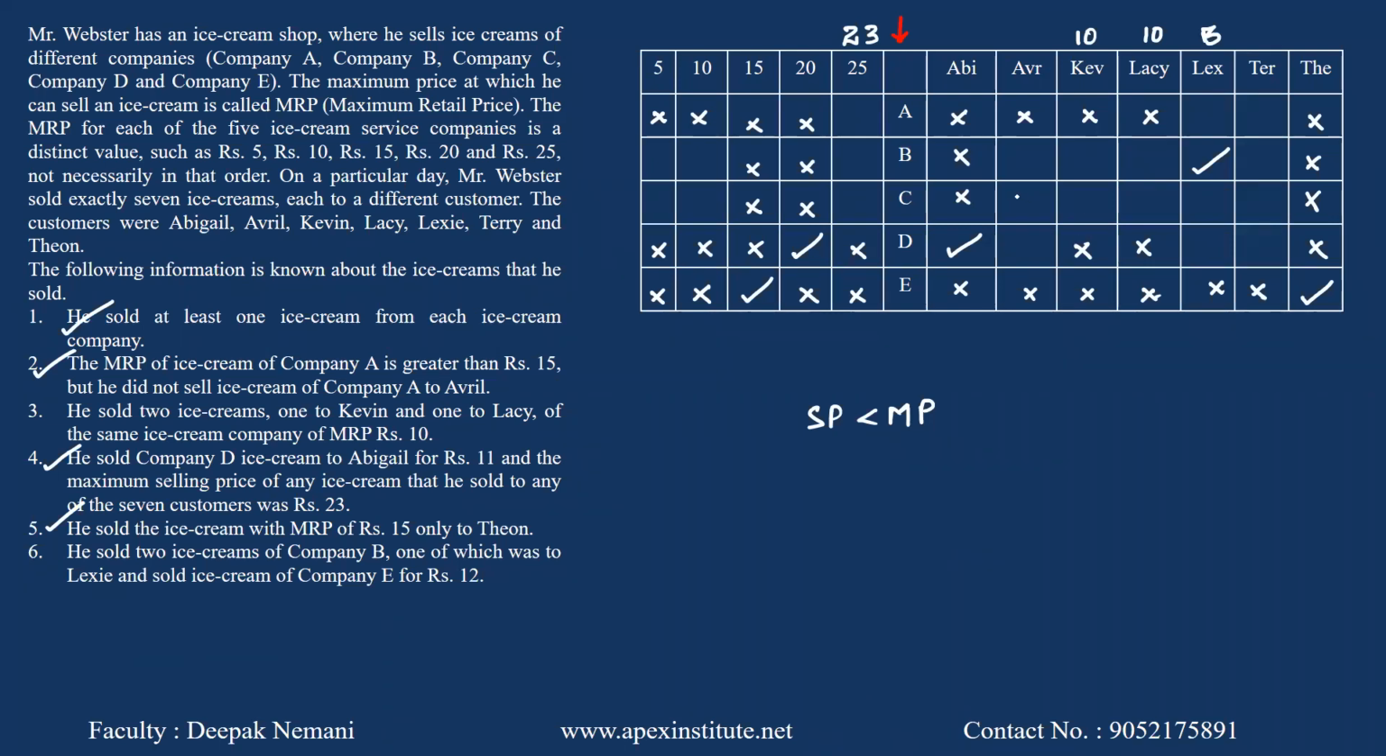Clear? And you cannot have Kevin and Lacey buying ice cream of company B, because it is given that he sold 2 ice creams of company B, one of which was sold to Lexi. So you cannot have Kevin, Lacey, and Lexi buying the ice cream of same company. So Kevin and Lacey bought ice creams of company C, whose MRP is 10.